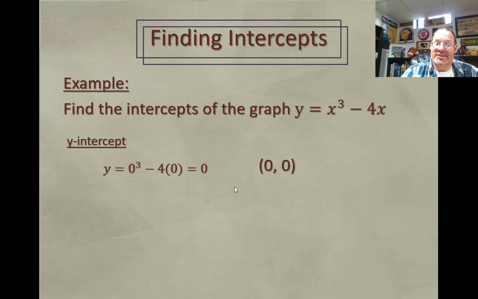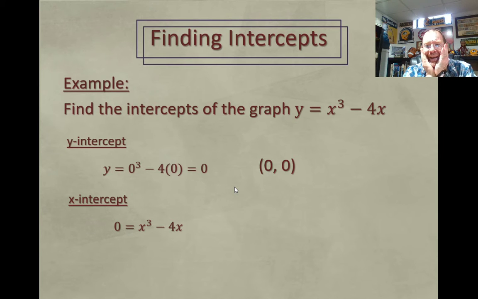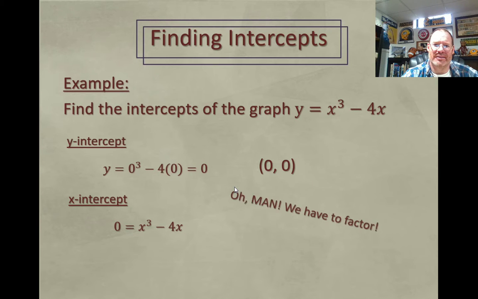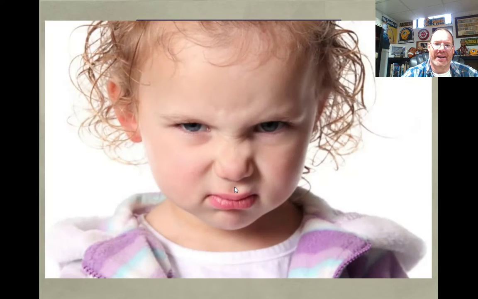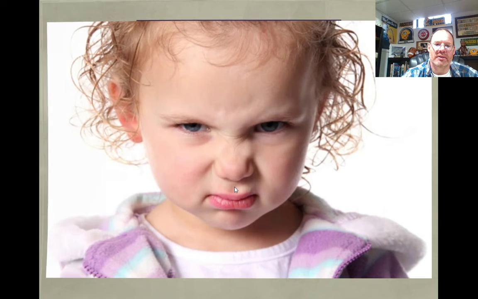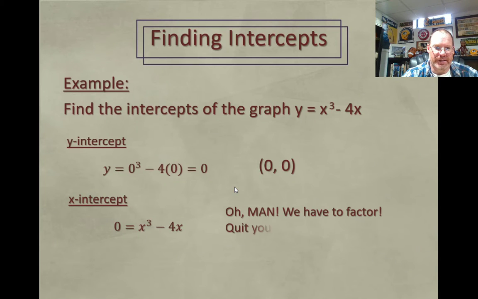To find the x-intercept, a lot of times, well, it's not going to be as easy as the other way it was. In this particular case, we're going to have to factor. Oh man, I hate factoring. Quit your whining. I know, that's exactly what your face looks like right now. Quit your whining, it's easy.